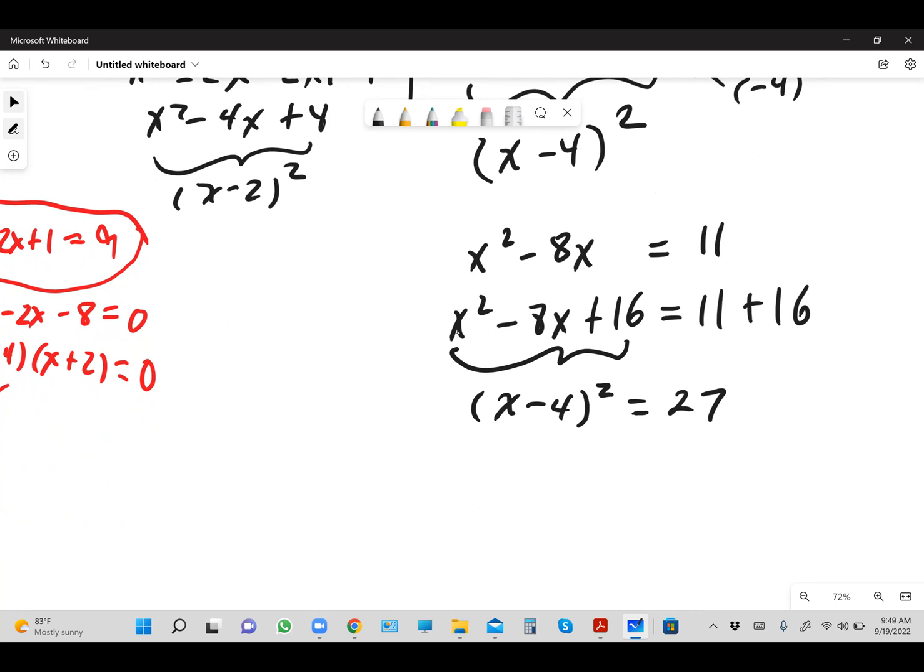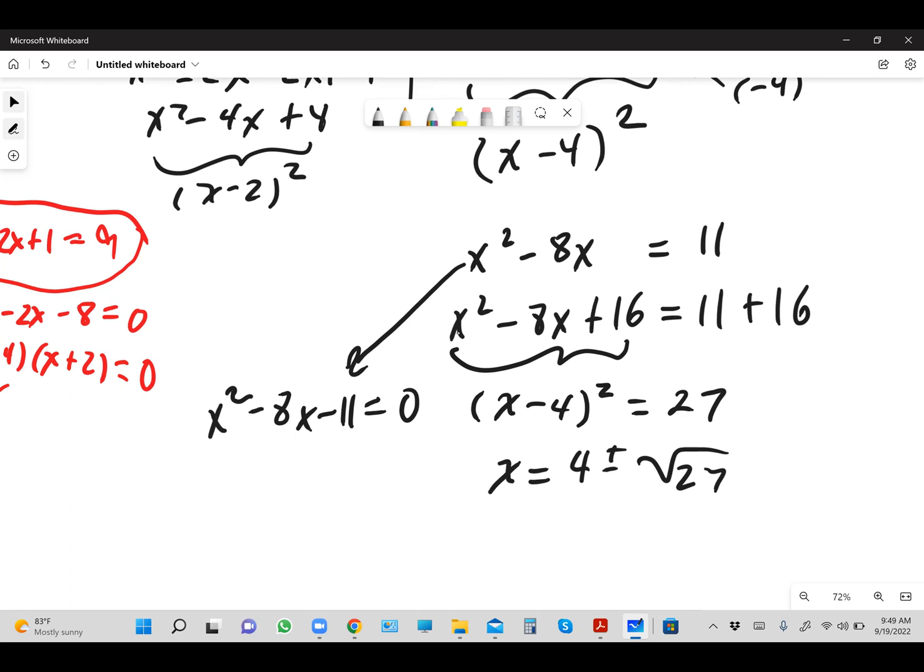Because we just finished solving equations like that. Right now, you don't have enough tools to have solved this initially as x squared minus 8x minus 11 equals 0. You don't have that tool. But by completing the square, you can solve this. It's going to be, obviously, x equals 4 plus or minus the square root of 27. That is your answer. Completing the square is all you need to solve quadratics.